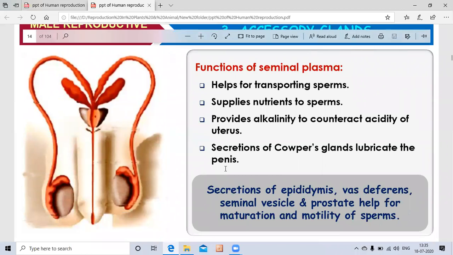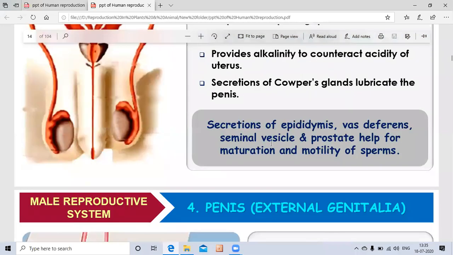Then secretions of Cowper's glands lubricate the penis. Cowper's glands करतात secretions. So that's why the muscular organ is lubricated and can have its proper function. Secretions of the epididymis, vas deferens, seminal vesicle, and prostate help in the maturation and motility of the sperms. All these conditions are very helpful for maturation, and motility, meaning moving from one place to another, of the sperm. This is a very important point in the male reproductive system.